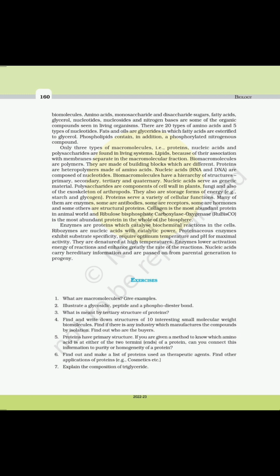Enzymes are proteins which catalyze biochemical reactions in the cells. Ribozymes are nucleic acids with catalytic power. Proteinaceous enzymes exhibit substrate specificity and require optimum temperature and pH for maximal activity. They are denatured at high temperatures. Enzymes lower the activation energy of reactions and greatly enhance the rate of the reactions. Nucleic acids carry hereditary information and are passed on from the parental generation to progeny.